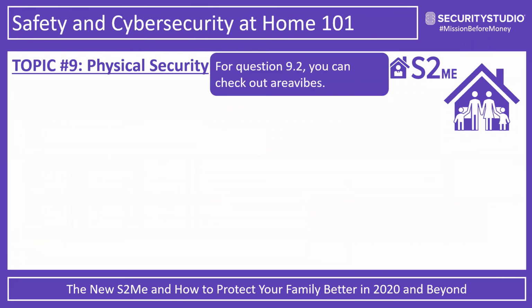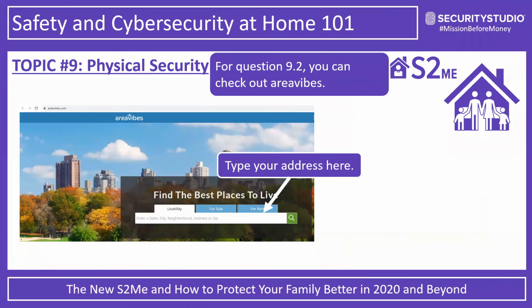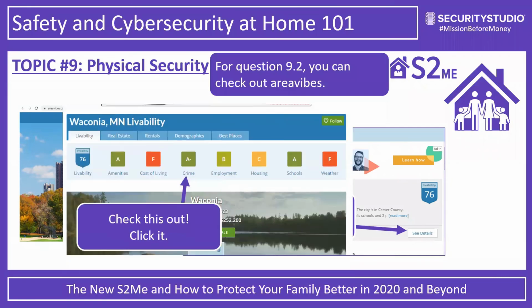And so for question 9.2, you can check out Area Vibes. Area Vibes is a website that's going to allow you to see some general statistics about the crime rate in your area. It was fascinating to me to see what was happening in my community. So you type your address in and you do a search, and then this next window will pop up, and it gives you a box there that says see details. So you click on that, and that will then take you to this view, and then you will click on the crime tab.